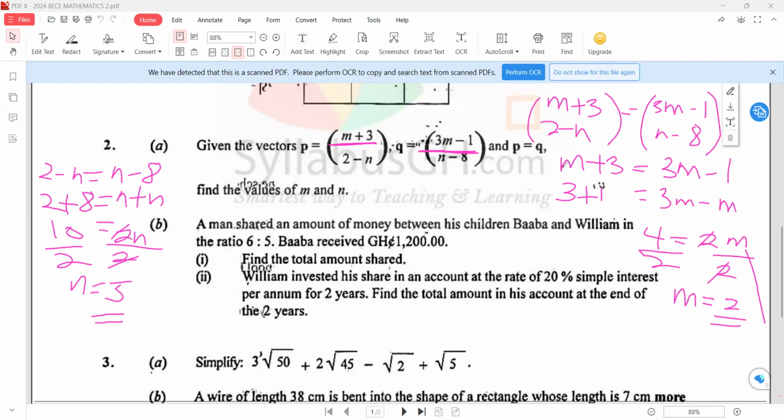How then did the WAEC standard marking scheme score this? Once you are equating the two vectors, M1. Then if you are solving for m and you simplify, 2m equals 4, M1. Accuracy for m equals 2, A1. Then 2n equals 10, M1. Then accuracy, A1. So that makes it 5 marks for question 2a.